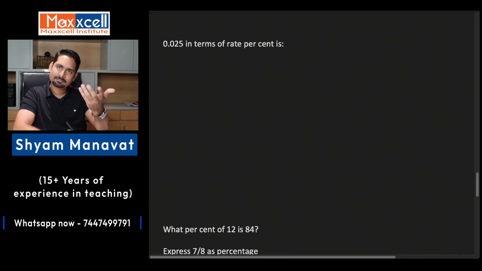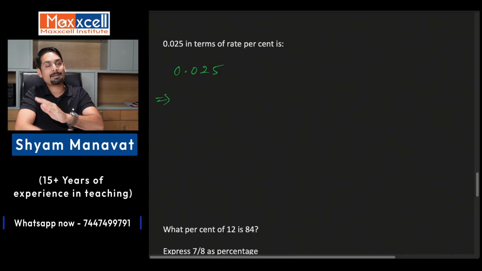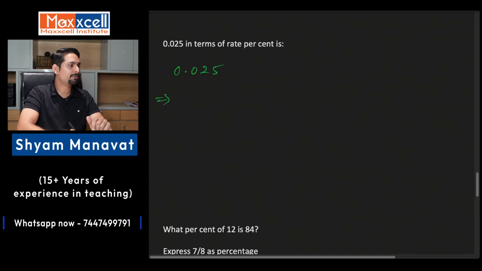Rate of percentage, percent. That means 0.025 we have to convert into percentage. Convert into percentage, that means multiply by 100. First remove the decimal sign, it will be easy for you. Okay, if you don't want to remove it, that's also fine. You can simply multiply this by 100 to convert into percentage.